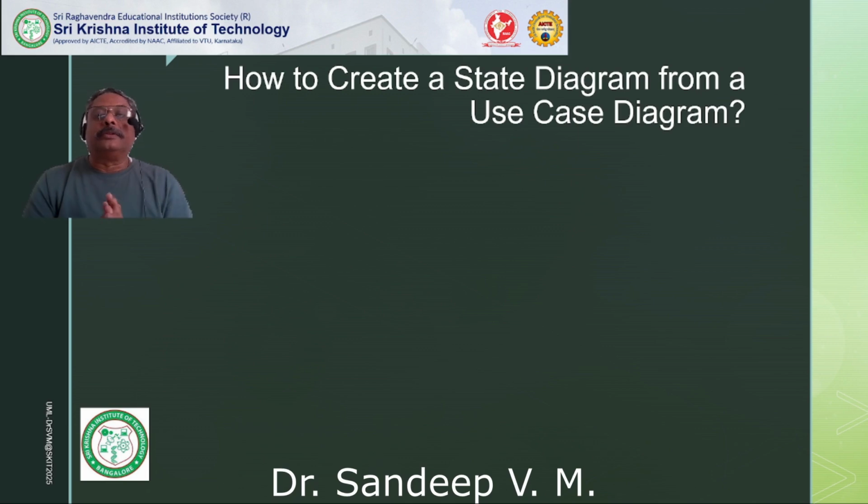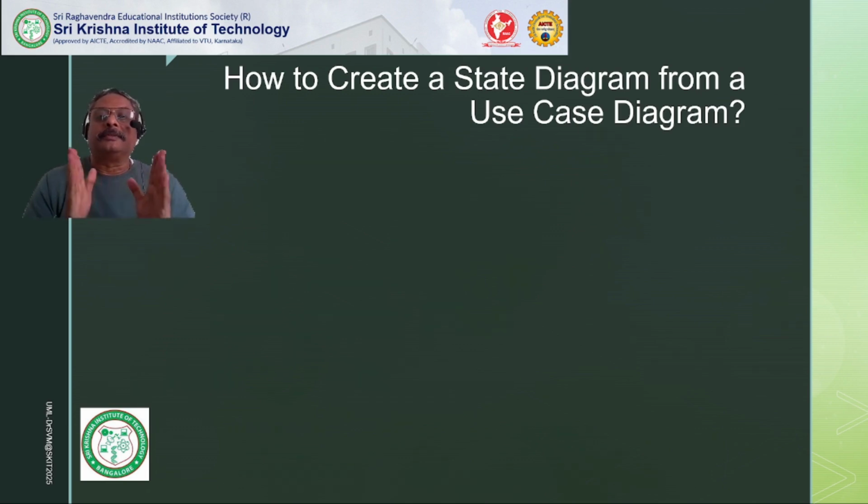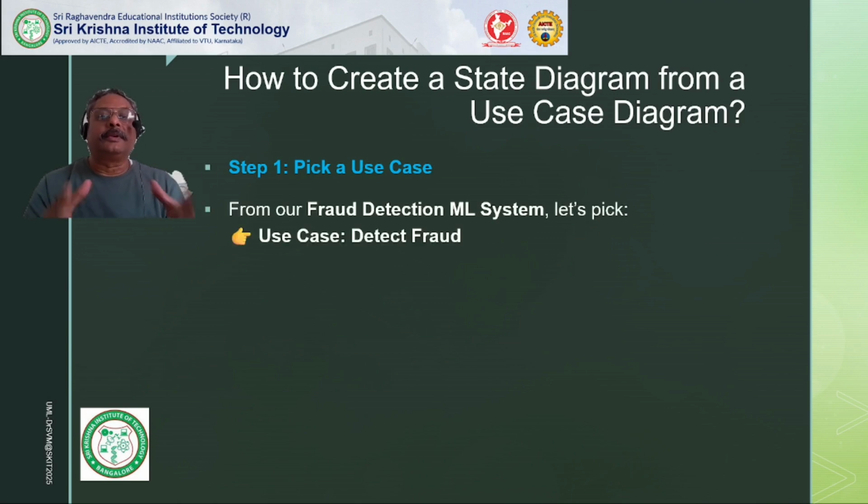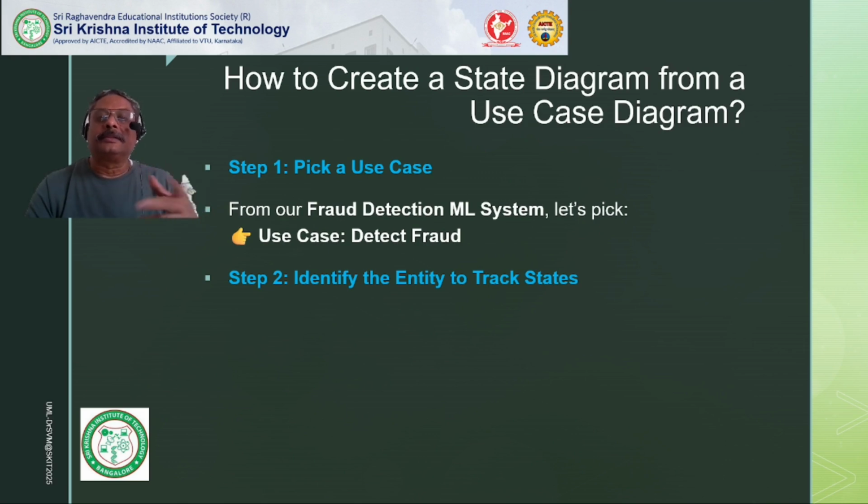How to draw it? Back to the same starting point: we begin with our use case diagram. That's where these diagrams are to be created from. So let's have the use case diagram. Pick a use case, and from our fraud detection machine learning system example, let us pick the use case detect fraud. Then identify the entity to track these states.